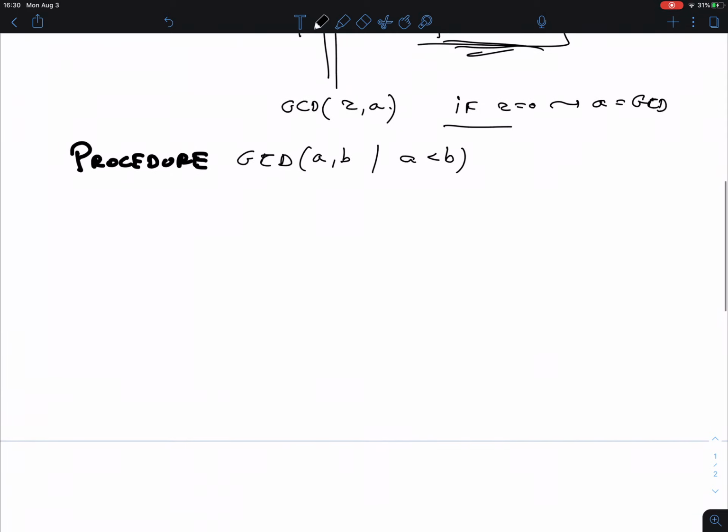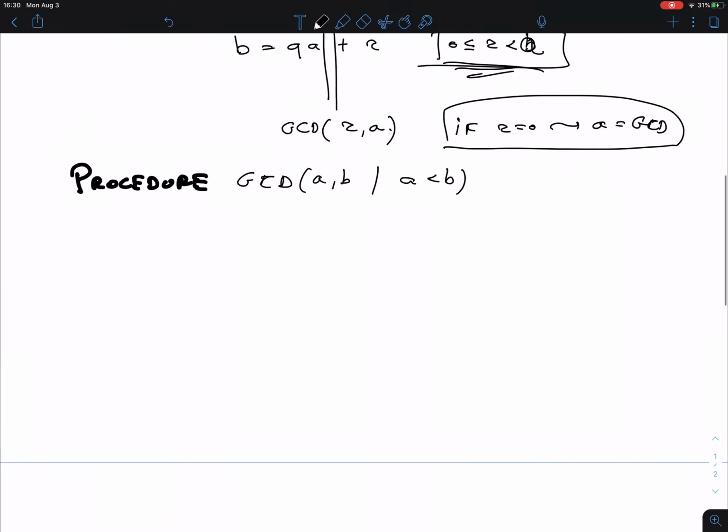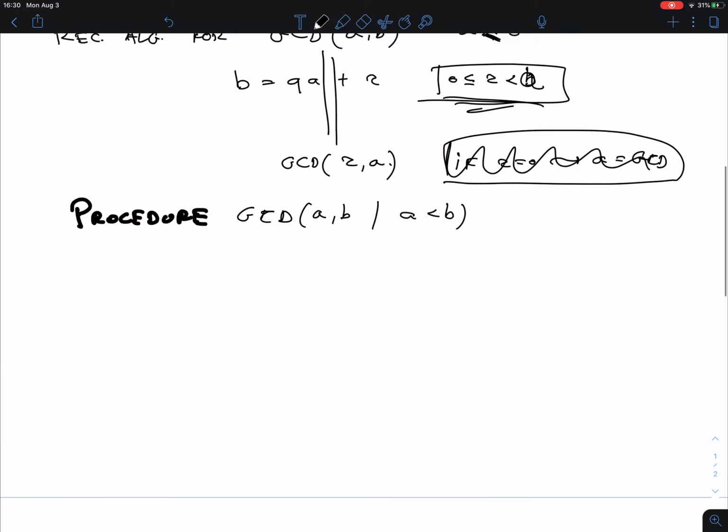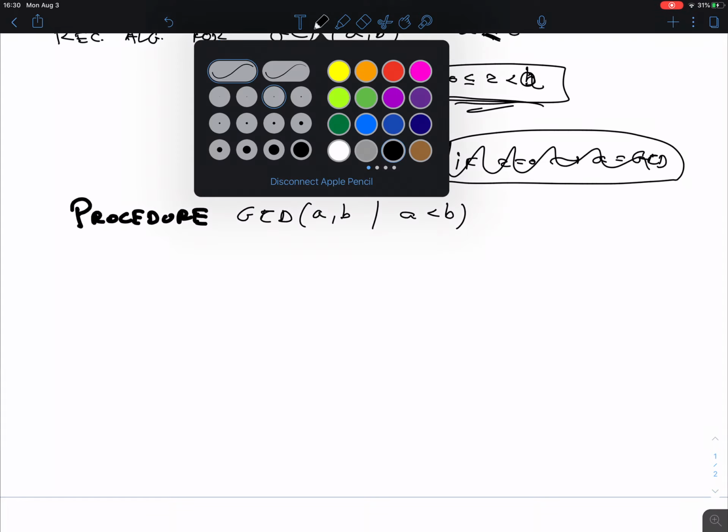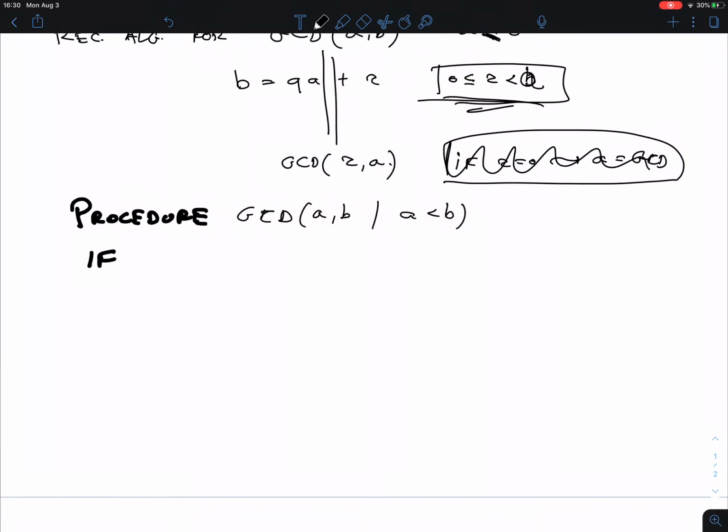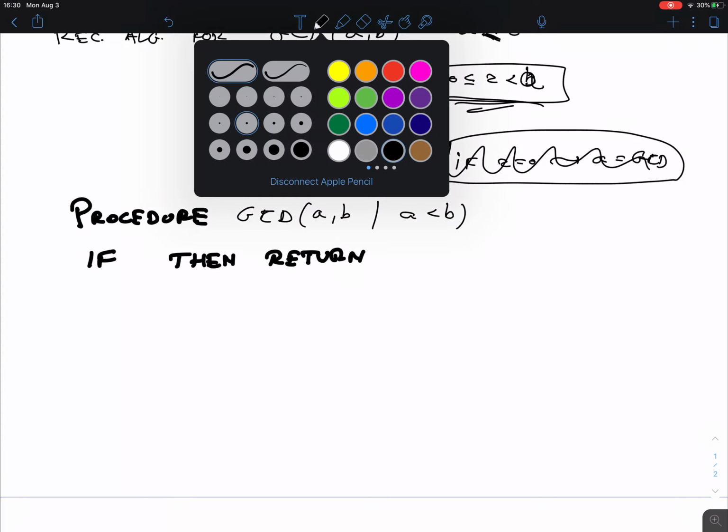Now, this tells me that we should stop if R is 0. In other words, look at what I'm trying to say here. Perhaps I should not write it this way. I should say if the first element is 0, then the second element is the GCD. So we're going to test the first element. If A is 0, then return. Let's think about what we have to return. So I'm saving a little bit of time.